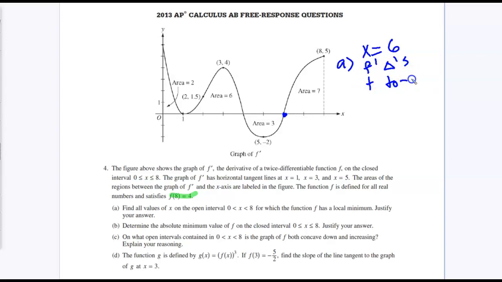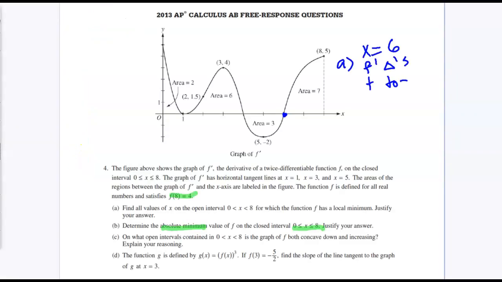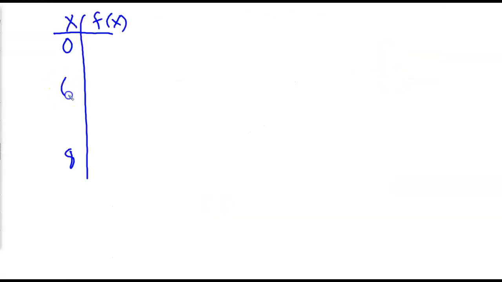Part B says determine the absolute minimum. So again, there's the absolute minimum on the closed interval 0 to 8. So we want to do our table again. And again, when we do our table, we have to consider the endpoints. So again, I'm going to have my table here, x and f of x. I have an endpoint of 0 and an endpoint of 8. And my relative min is at x equals 6. So that's another candidate. So now I need to figure out all of these values.